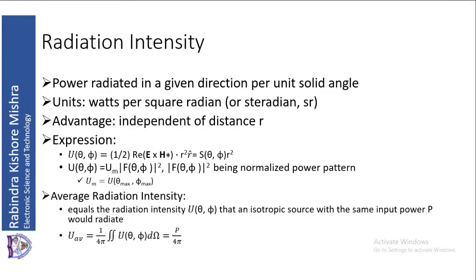So we have now found expressions for radiation intensity. U theta phi is equal to S into r square, or Um into F theta phi square, or Um into F square. Um is the maximum intensity. Then we found U average. Average radiation intensity is equal to P by 4 pi. Then the next characteristic of the antenna is the directivity.